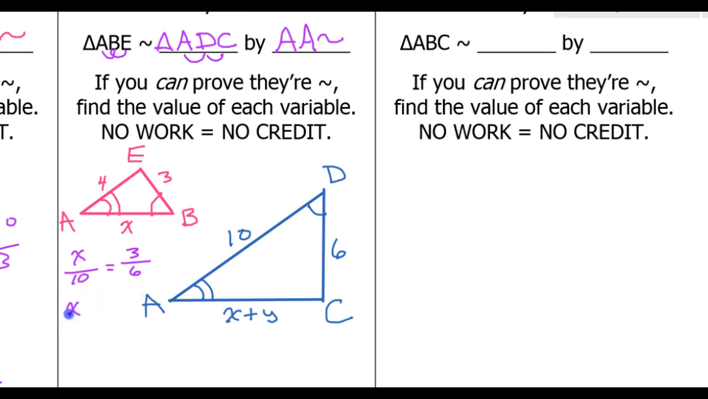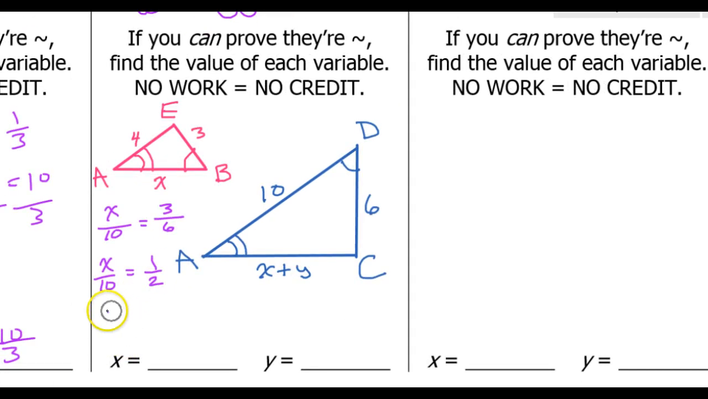So let's solve this. So this will be x over 10 is equal to 1/2. And if I cross multiply, that's going to give me 2x is equal to 10. And if I divide both sides by 2, I find that x is equal to 5.